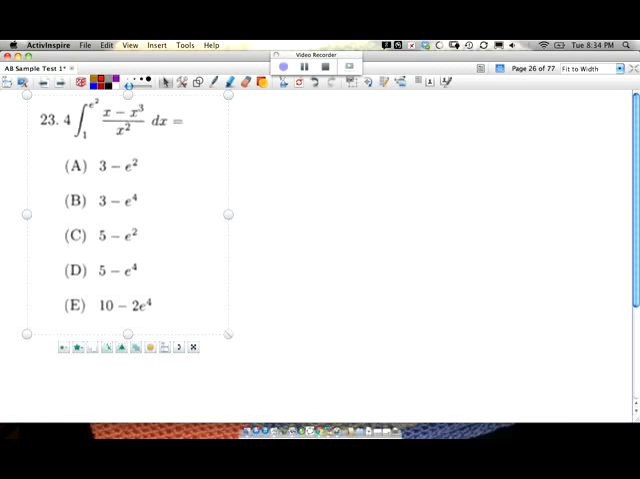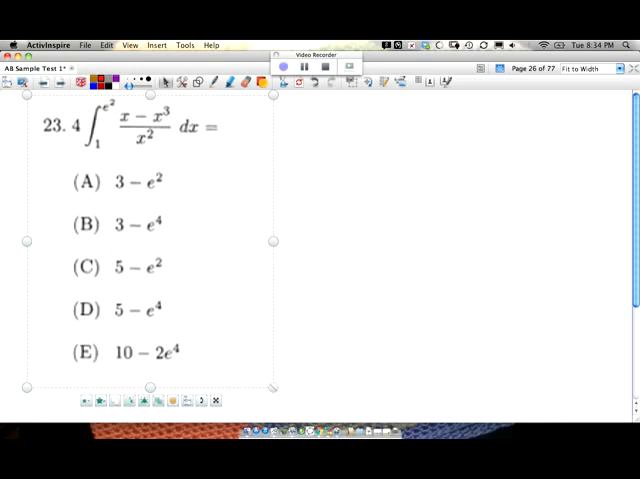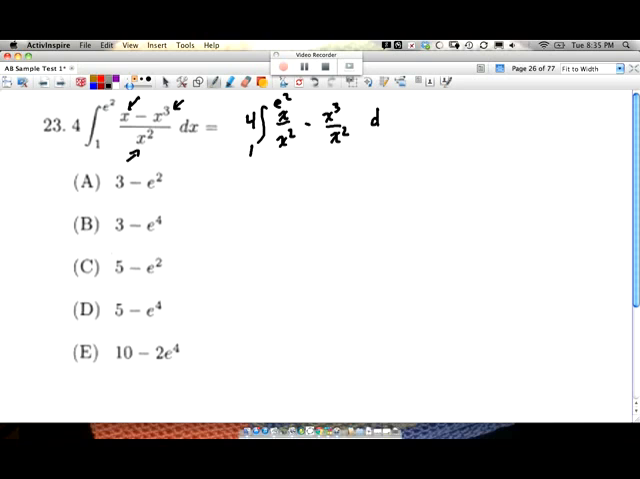Ooh, this one's interesting. It's easier than you would think if you do the algebra first, because I see something, I hope you see it too. I see multiple numerators, one denominator. So I'm going to first split this up. Pardon me, e squared, I'll still have this 4, and then I'm going to have 4x over x squared minus x cubed over x squared dx, of course, applied to all of this.